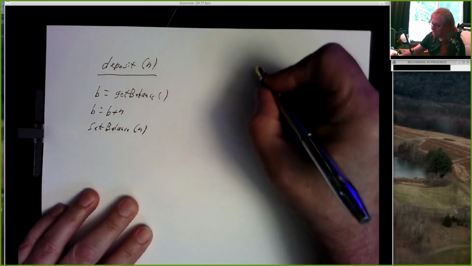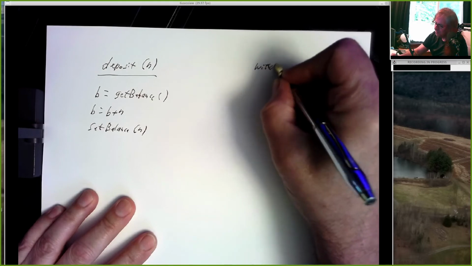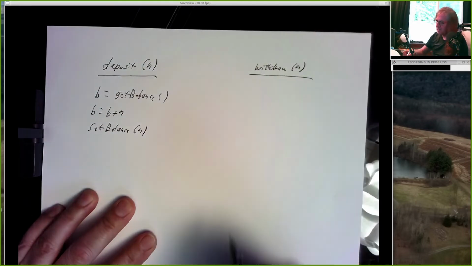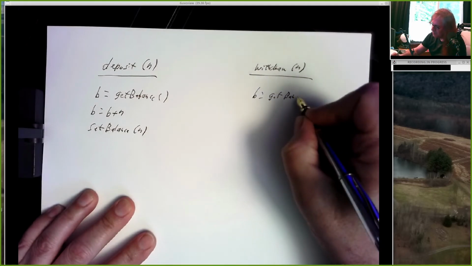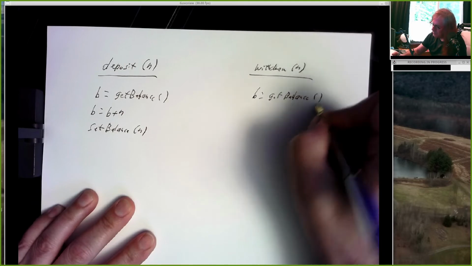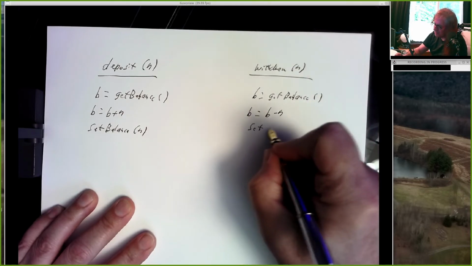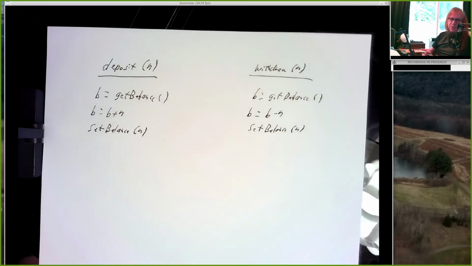And then I'm going to have a withdrawal routine when I want to get money out of the bank. So I'm going to say get balance. I'm going to do B equals B minus N, and I'm going to set my balance. So pretty straightforward, right?